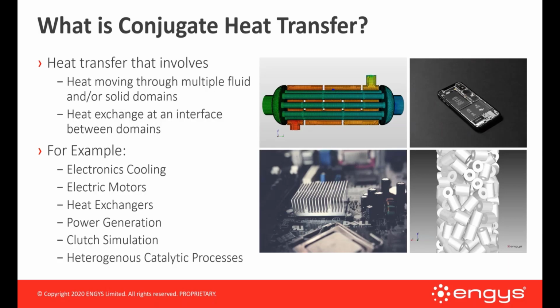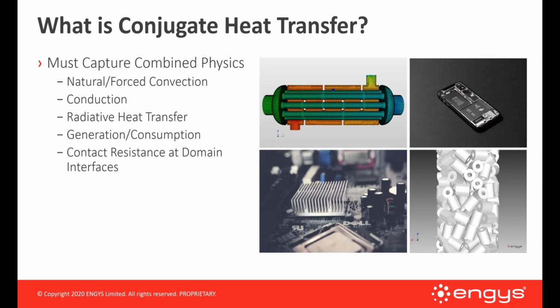Another one would be heterogeneous catalytic processes. If you've got a solid catalyst and gases flowing in with different chemical species, they'll diffuse inside of these solids. They might be generating heat, so there's heat diffusion inside of these solids, and then also convection and all sorts of other physics. With these different systems, we need to capture the combined physics: natural and forced convection, conduction, radiative heat transfer, generation and consumption terms, and also contact resistance at the domain interfaces.